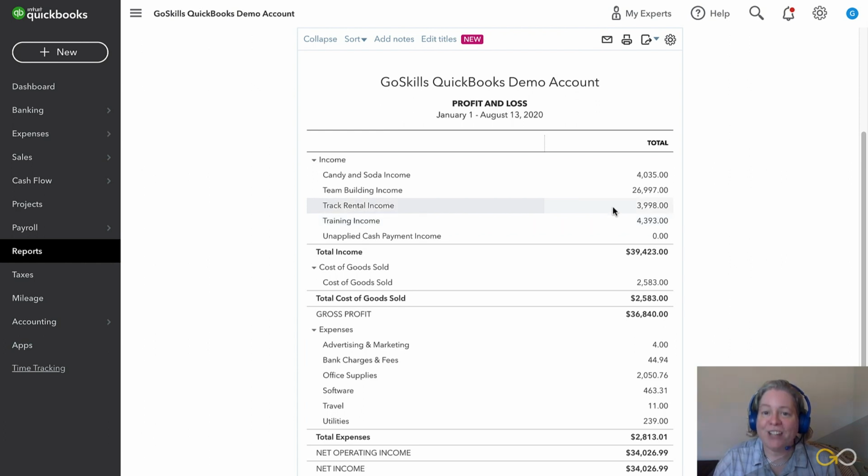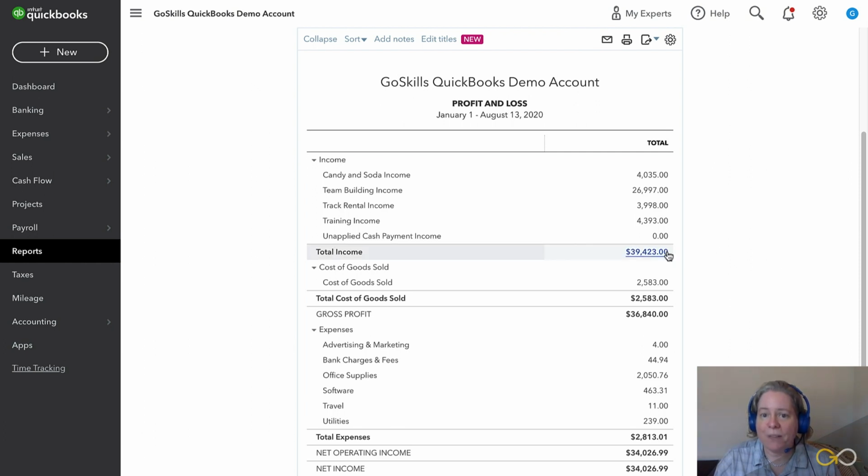When I look at the track rental income, I know that all it is is when I picked 30-minute track rental and sold that to somebody. But when I look at training income, I don't know how much of this training income is 2 hours, 4 hours, and 6 hours, but that's okay because there's a different place to get that detail. What I like about the profit and loss is it's a nice summary. I can just see at a glance how things are going for a given date.